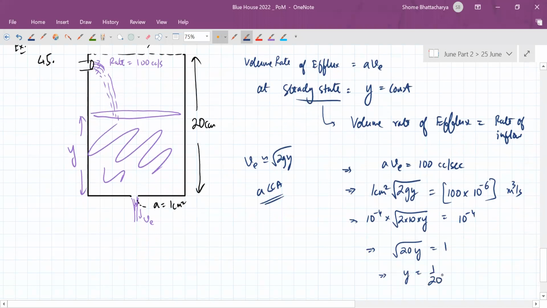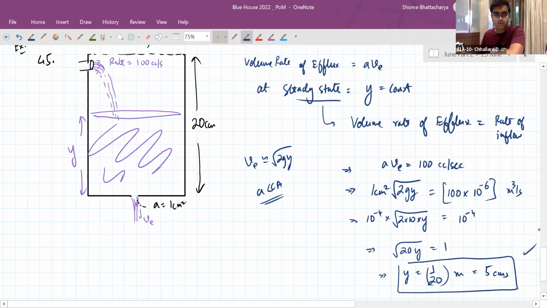So y should be 1/20th of a meter. So that is 5 centimeters. Yes, this should be the answer you should be getting.